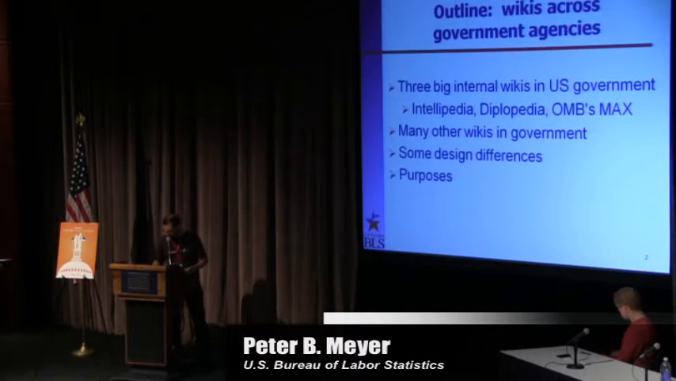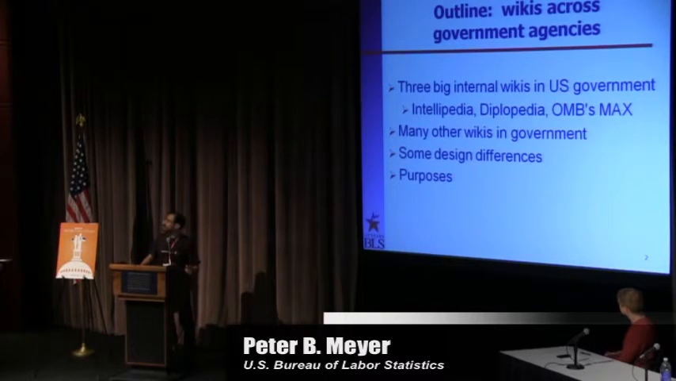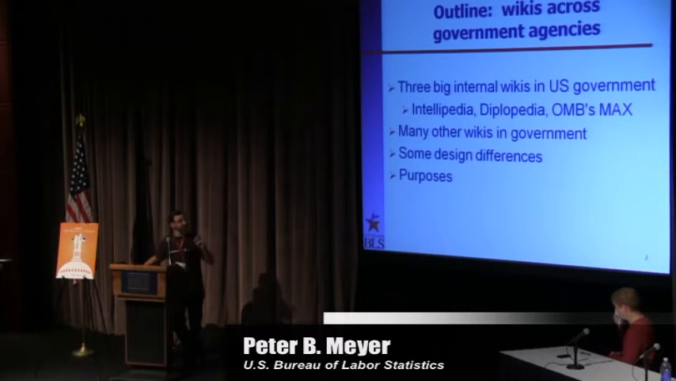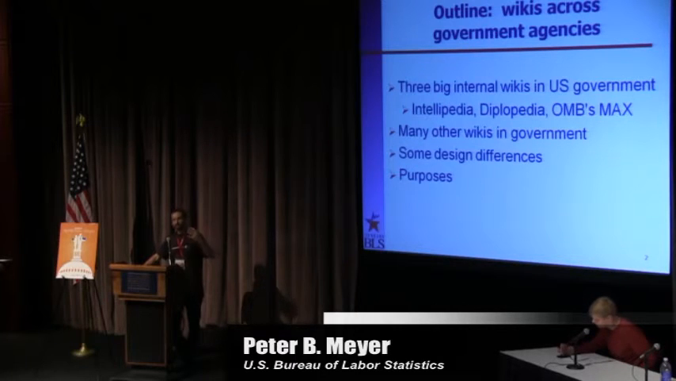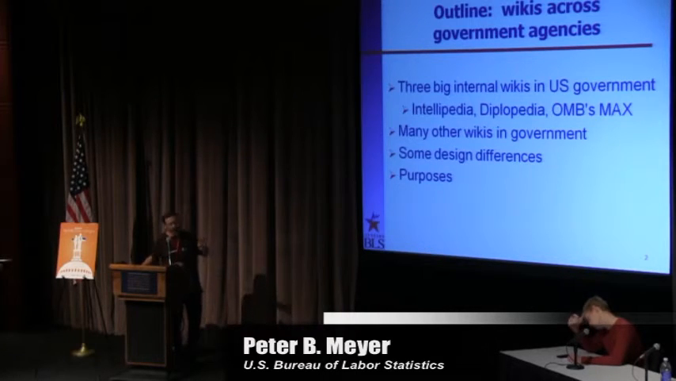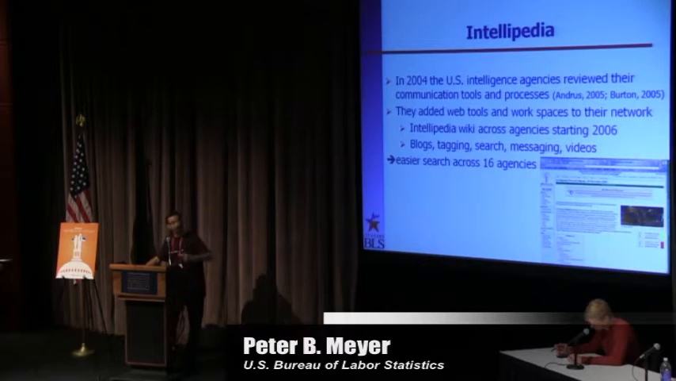Today's subject is, as far as I can tell, there are three very big wikis in the U.S. government, and if I get this or any other fact wrong, please feel free to correct me afterward. We'll take a quick look at those, and then understand that there are many other wikis in government across agencies and within agencies, look a little bit at the design differences, and then think about the purposes people are trying to achieve.